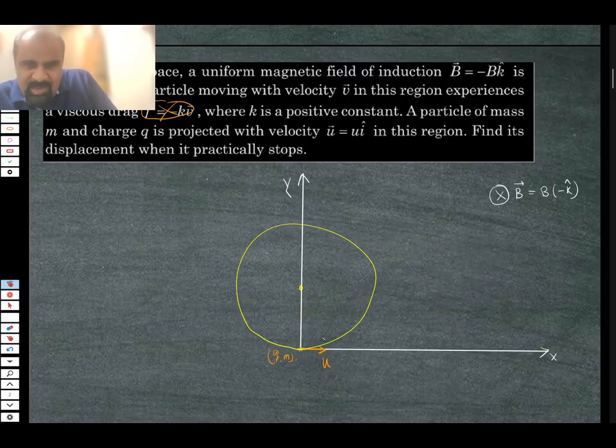So if there was only a magnetic field, then this particle will move in a circle with uniform speed. The speed is not going to change. So here if the speed was, let's say, 10 meters per second, here also it will be 10 meters per second, here also it will be 10 meters per second. Speed is neither going to increase nor decrease.